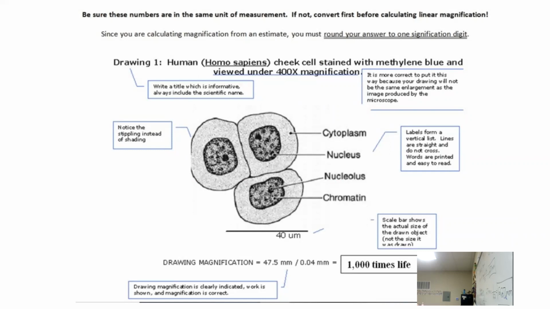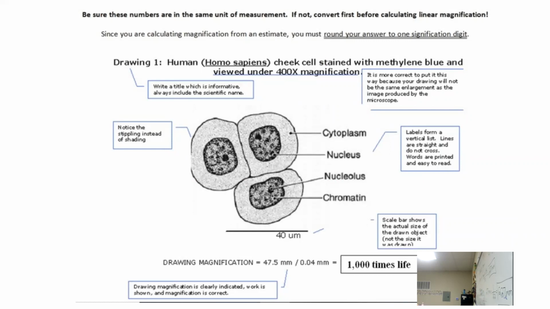So you can see an example of stippling in this picture. Not all drawings must have stippling. Okay? If you're going to shade, you have to stipple. So notice that their cytoplasm, they stippled lightly, and their nucleus, they stippled darkly.